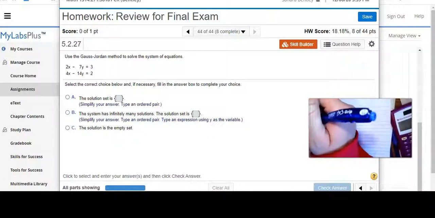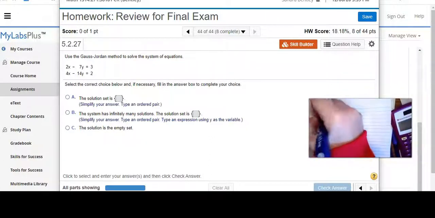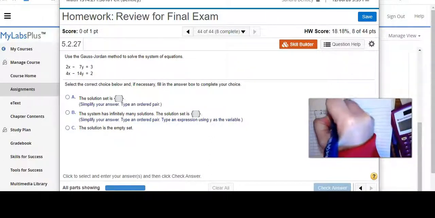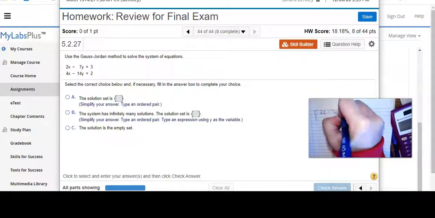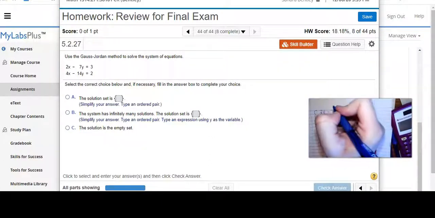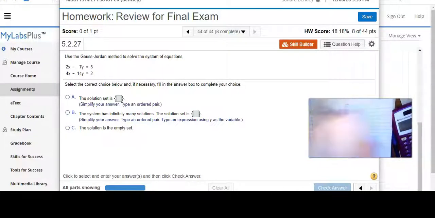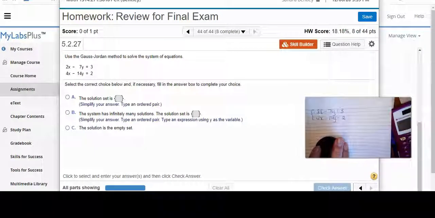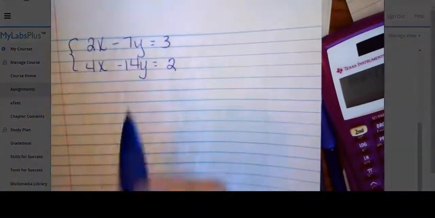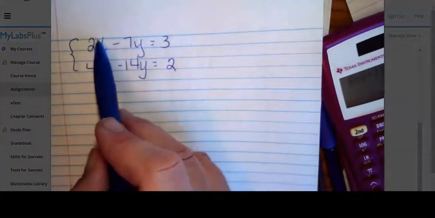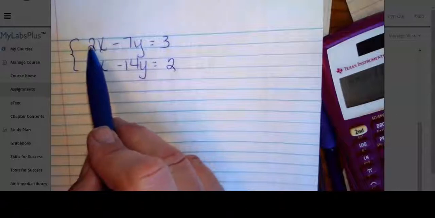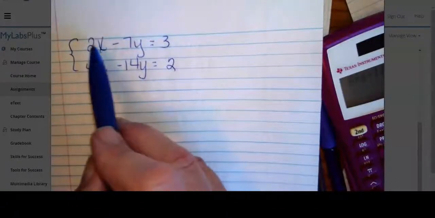All right, so again, I've got 2x minus 7y equals 3, and 4x minus 14y is going to be 2. Okay, so I'm going to go ahead and use elimination. So if we kill our x's, if this was a negative 4, I could add it to 4 and it would zero out. So how do I change a 2 into a negative 4? I multiply row 1 by negative 2.